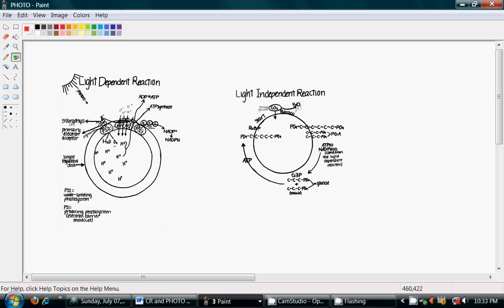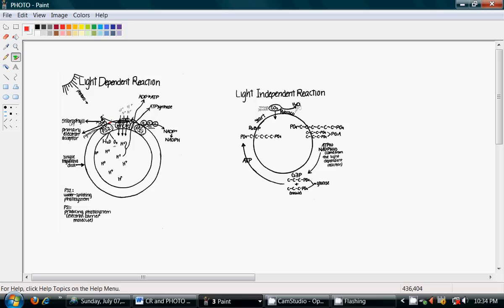Now we have PS2 and PS1, even though PS2 comes first, as you probably remember me mentioning in class that PS2 was discovered second historically, hence its name. But the PS2 is also called the water-splitting photosystem because we're splitting water in that photosystem. And the PS1 is just called the NADPH-producing photosystem because that's what we're making in that photosystem.